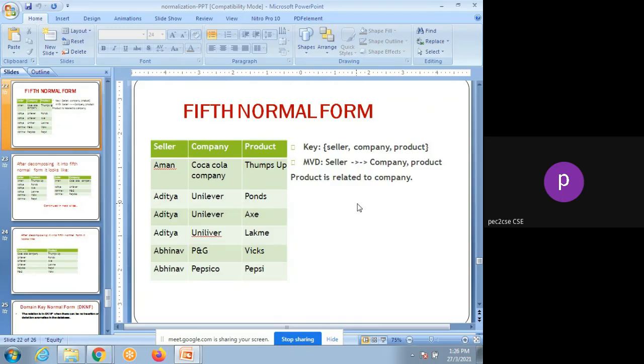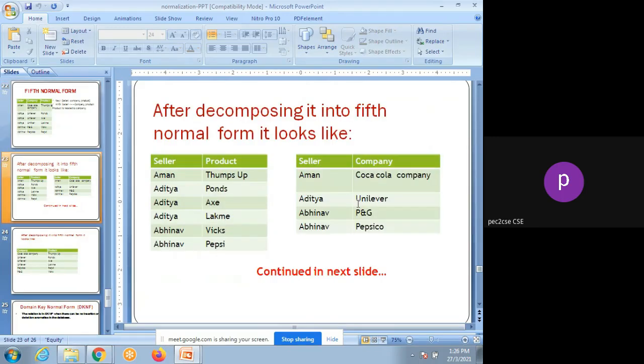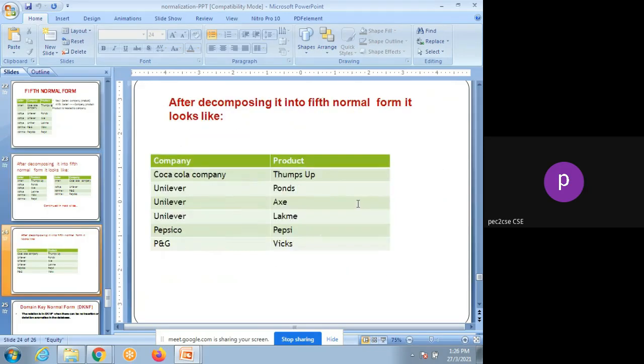So after decomposition, your table will look like this. Seller product, it is my first table. Seller company, it is my second table. Company and product, it is my third table. So when I try to do the join operation over here, I will be able to get my original table.